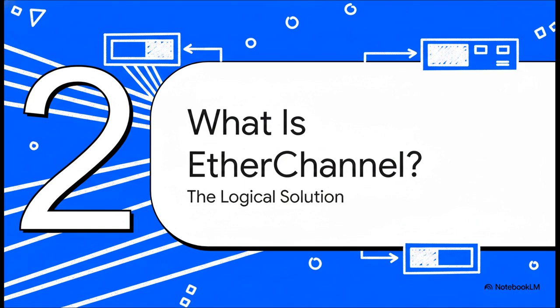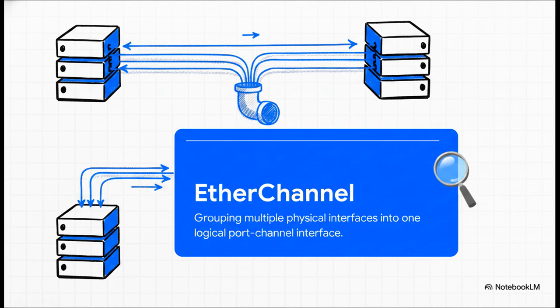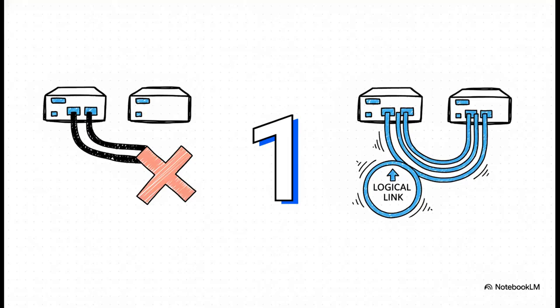This is where we get to introduce the technological hero of today's lesson, because solving that exact bottleneck is exactly what EtherChannel was built for. By definition, EtherChannel is simply the process of grouping multiple physical interfaces into one single logical port channel interface. So instead of relying on just one uplink cable from our access switch to our distribution switch, we can plug in 2 or 4 or even up to 8 physical links and bundle them all together. We literally configure the switch software to treat that whole bundle of cables as if it were just one giant logical pipe.